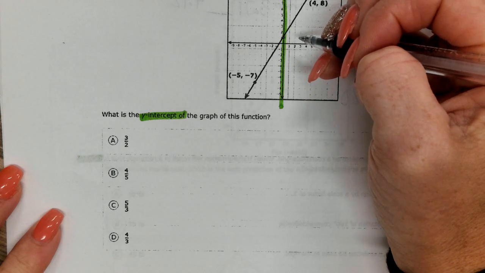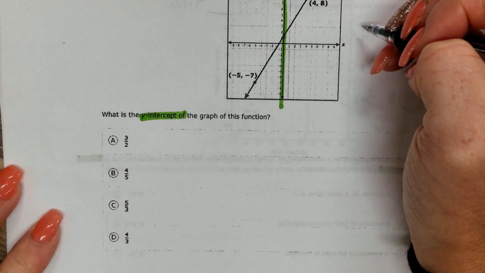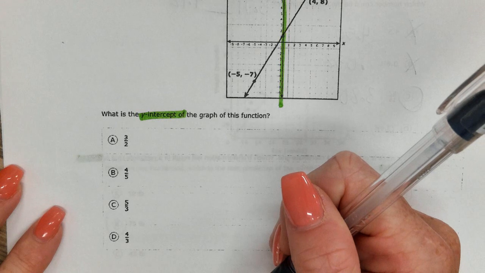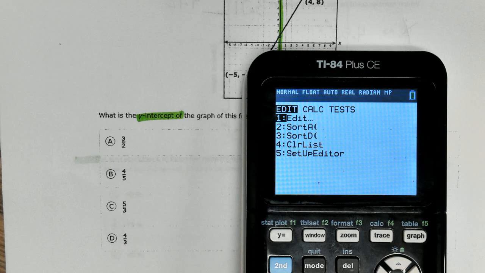Well, it's a little bit above 1. It sure is. So should we use stat? Because we don't see the answer. Yes, so if you don't see the answer, go to stat. So here we go. Stat edit.